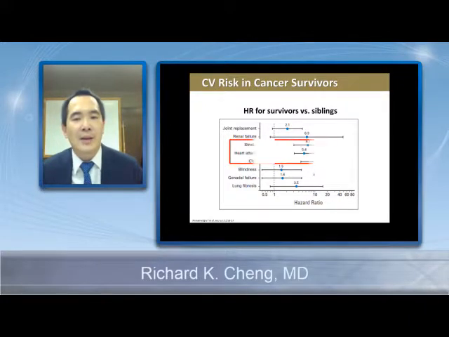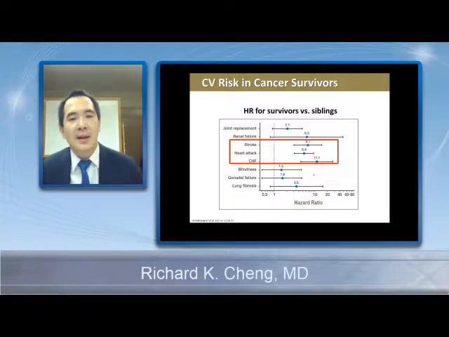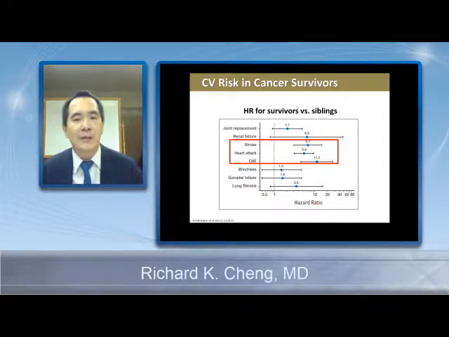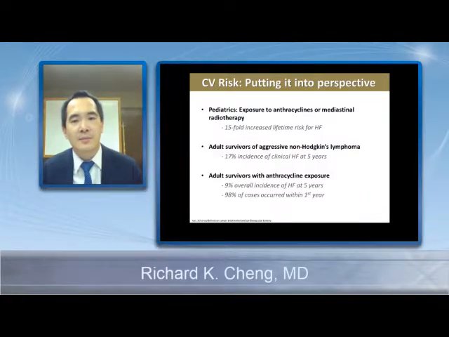If you look at cardiovascular risk, clearly, the risk of all these cardiovascular events is much higher in survivors of childhood cancer compared to their siblings, including stroke, which confers a 6.7-fold risk, myocardial infarction with a 5-fold risk, and heart failure with an 11-fold risk. So this is for all survivors of childhood cancer.